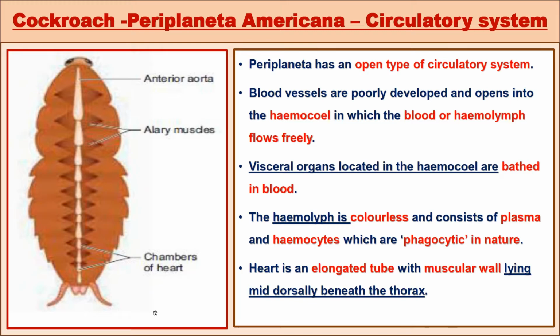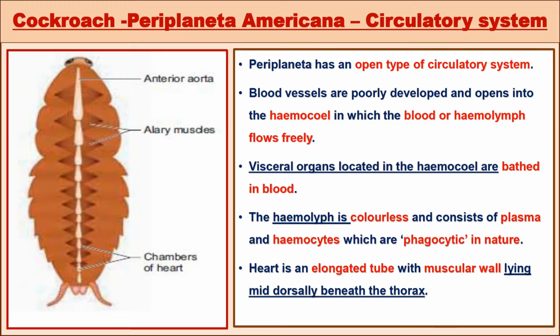Now let us learn the circulatory system of cockroach. Cockroach has an open type of circulatory system. That means they do not possess proper blood vessels, and the blood vessels are very poorly developed, and they open into a cavity called hemocoel. This hemocoel is flooded with the hemolymph, or blood, and this flows freely. Visceral organs are located in the hemocoel, and they are bathed by this hemolymph.